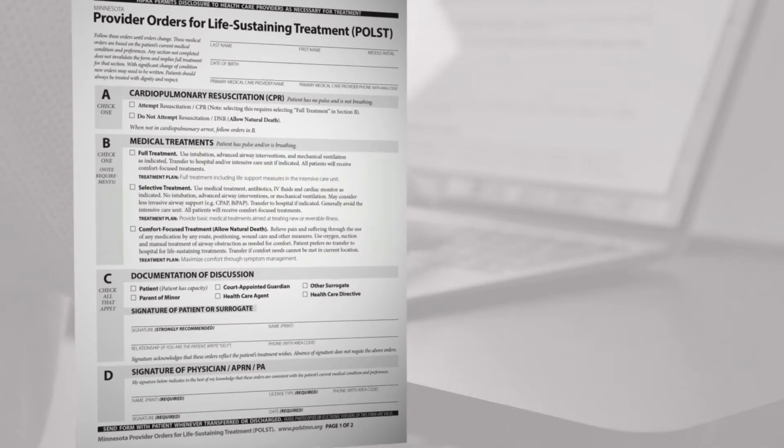I think I would choose the option of do not resuscitate, and I'd prefer natural death. Okay, I'll mark that on your form here. The second section deals with medical treatments.